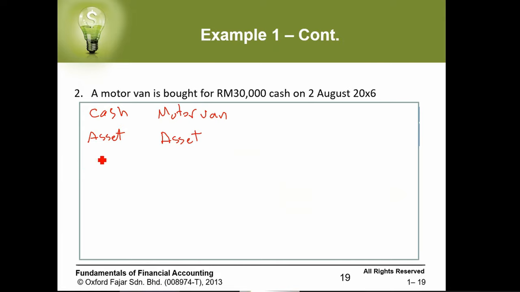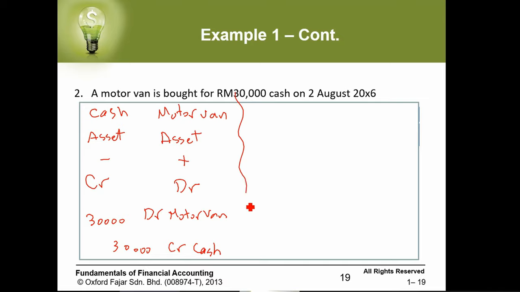Does cash increase or decrease? Ma'am, cash decreases. Does motor van increase or decrease? Increase, ma'am. So cash decrease will go debit or credit? Credit, ma'am. Motor van increase will go debit or credit? Debit. So like this, we're going to write the transaction. We write the amount, which is 30,000. Debit motor van, credit the cash. Yes.